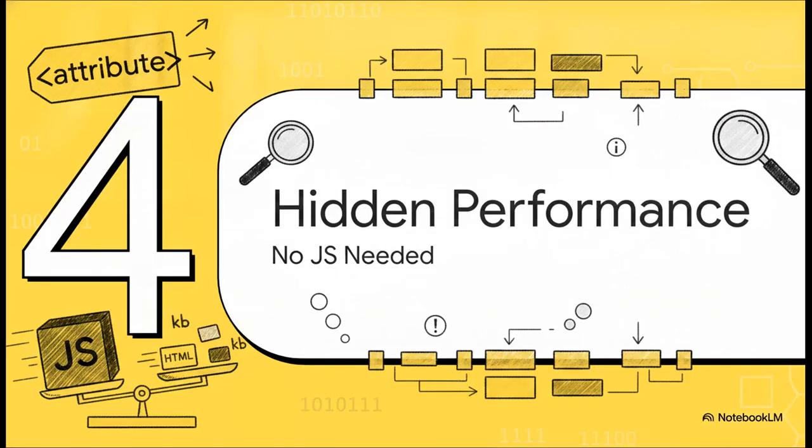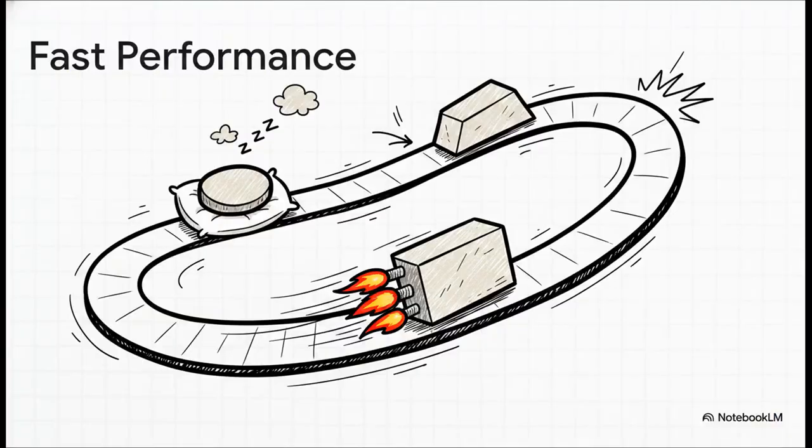Section 4. Hidden performance attributes. We spend so much time obsessing over shaving kilobytes off our JavaScript bundle sizes, but massive performance gains are sitting right there in your HTML attributes, requiring absolutely 0 lines of JavaScript. Just adding loading=lazy to your images defers them until the user actually scrolls down to them. Putting fetchpriority=high on your hero image tells the browser to load it immediately, which directly improves your largest contentful paint score.